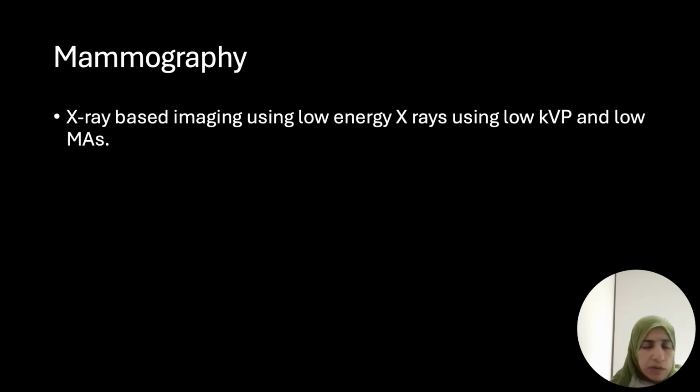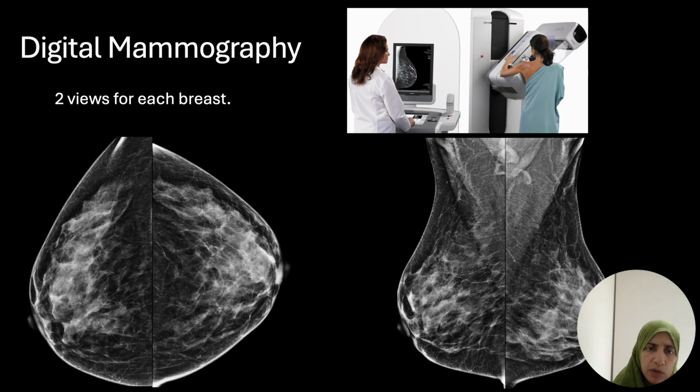And we'll start with the mammography, and as you know, it's an X-ray based imaging using low energy X-ray using low kVp and low mAs. And it is basically 2 views of each breast, and as you can see in this picture, it has a detector and a paddle that compress the breast.